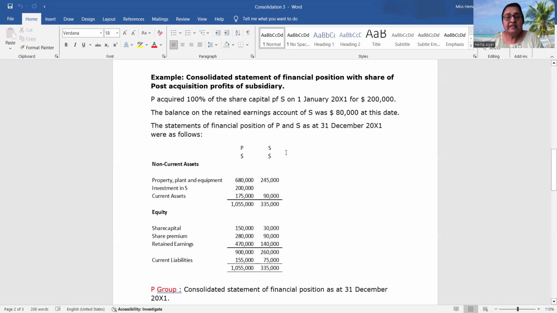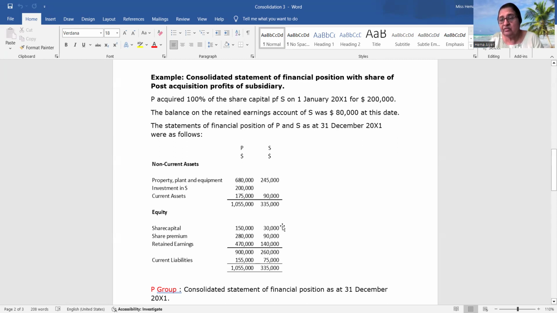Then you will see that share capital and share premium of S Limited will be the same as at the acquisition date. Always we take that as the same as the acquisition date to simplify the consolidation. But in practice, it won't be like that.